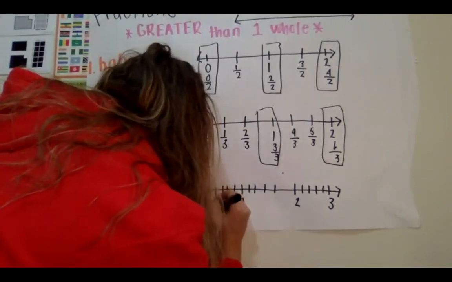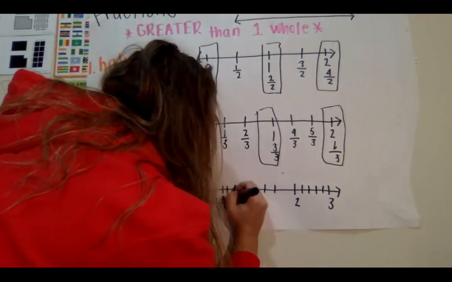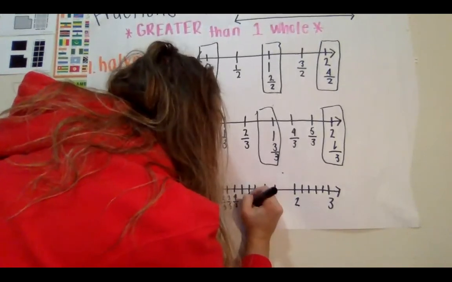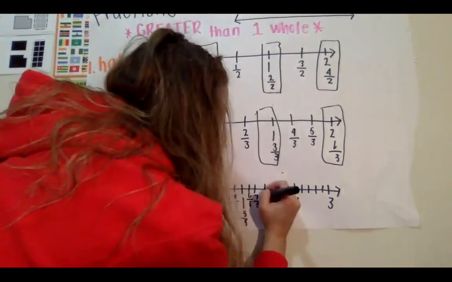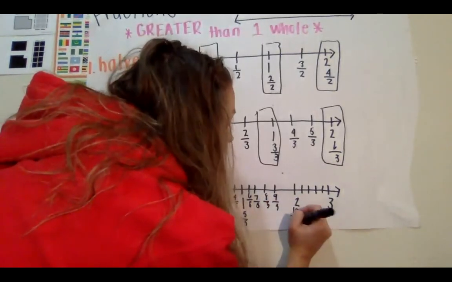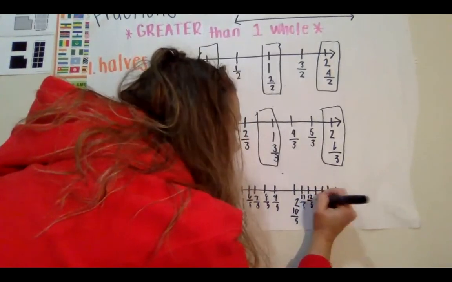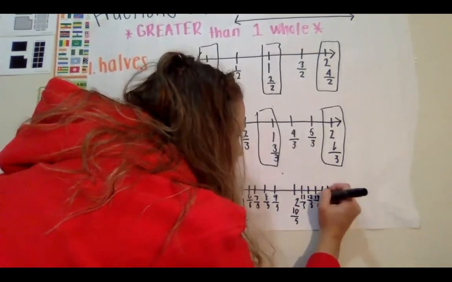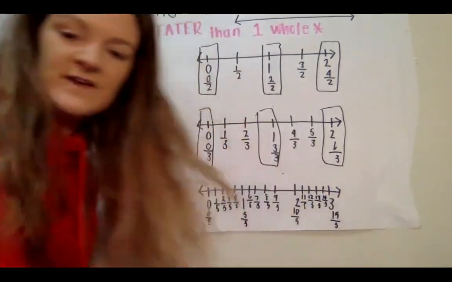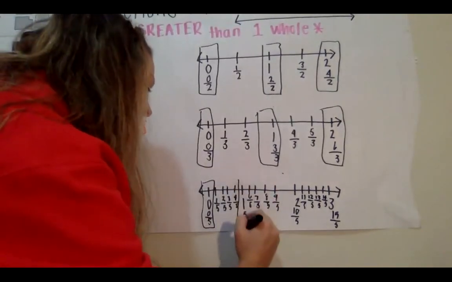0 fifths, 1 fifth, 2 fifths, 3 fifths, 4 fifths, 5 fifths, 6 fifths, 7 fifths, 8 fifths, 9 fifths, 10 fifths, 11 fifths, 12 fifths, 13 fifths, 14 fifths, 15 fifths. And then again, I'm going to box those whole numbers.